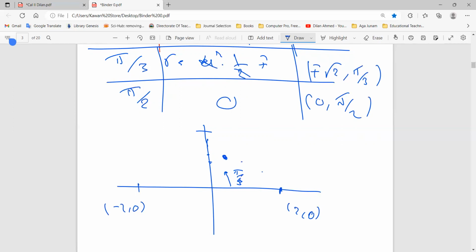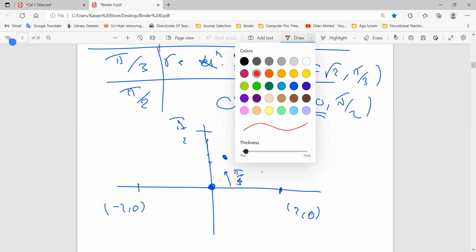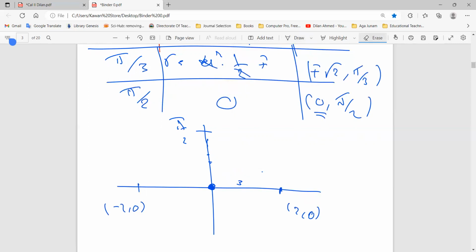And how about 90? Pi over 2 is 0, so this point will be 0. So I have 3 important points. Let me sketch it. I have 3 important points: that one, and that one. So maybe here's another point, right?